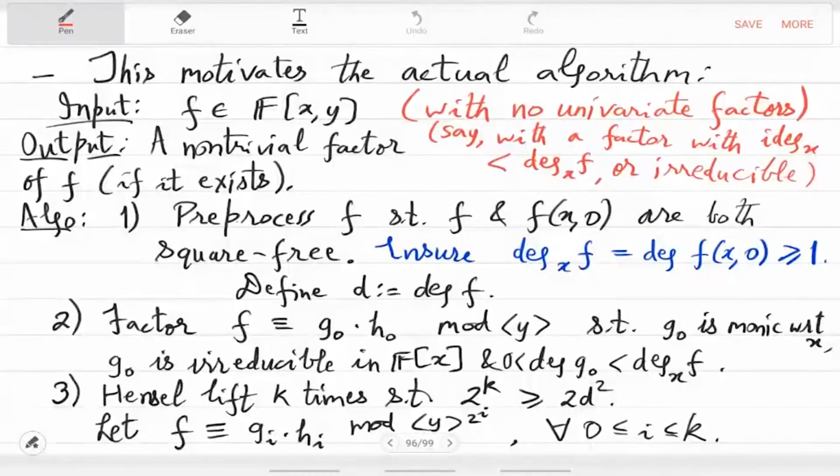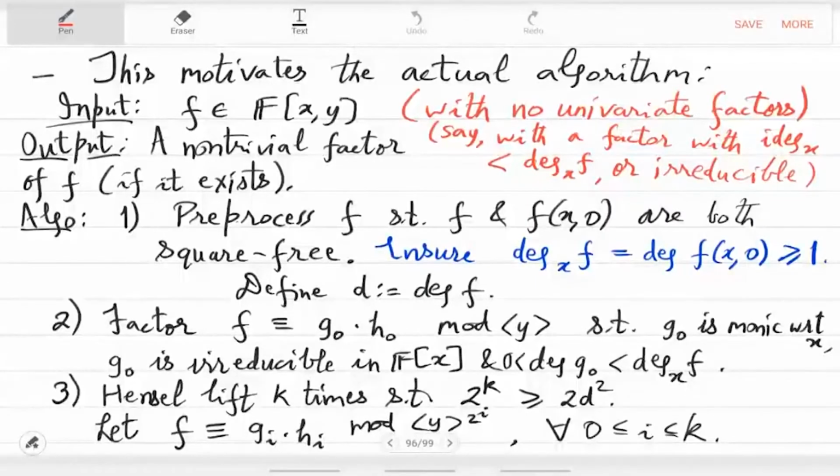Okay, so last time we wrote this algorithm which will reduce bivariate factorization to univariate. So basically in the input you are given a bivariate f over some field where you can factor univariates. There were some moderate assumptions on the input, like there should be no univariate factor, and say either f is irreducible or there is a factor with the individual degree with respect to x strictly smaller.